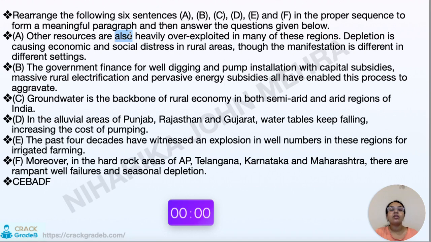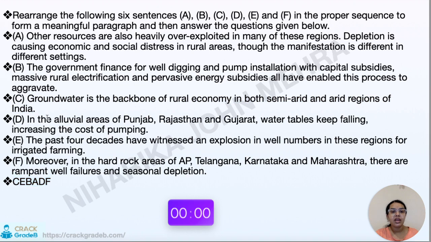Okay. So other resources are also heavily overexploited in many of these regions. Again, then only I can use it over here. The government finance for well digging and pump installation and all these things have enabled this process. Again, the first process must have been mentioned earlier, then only this makes any sense. Groundwater is the backbone. Introduction of groundwater, and the topic will be taken forward, which will be explained in the later part. C is the only one that could be the first one.